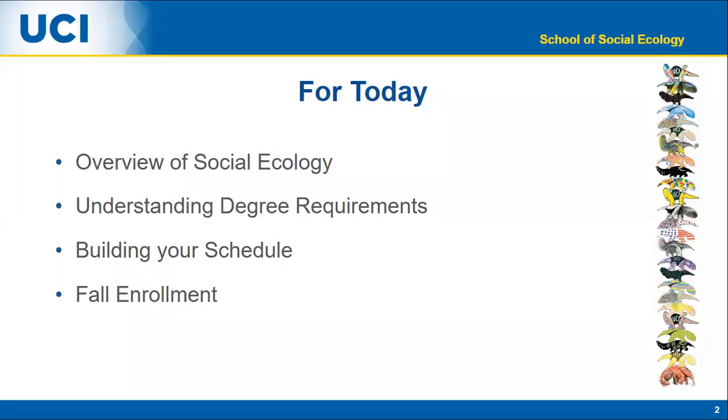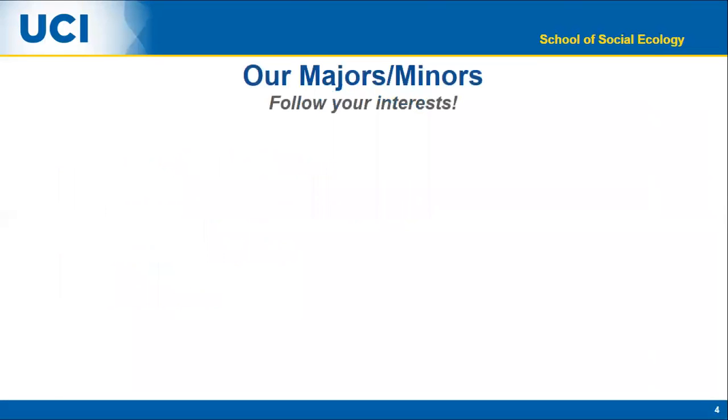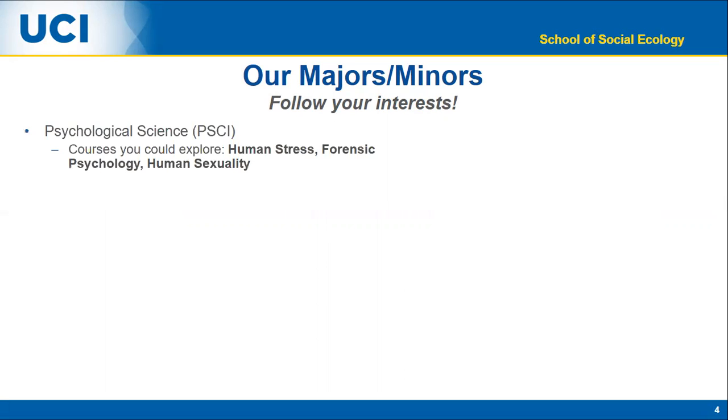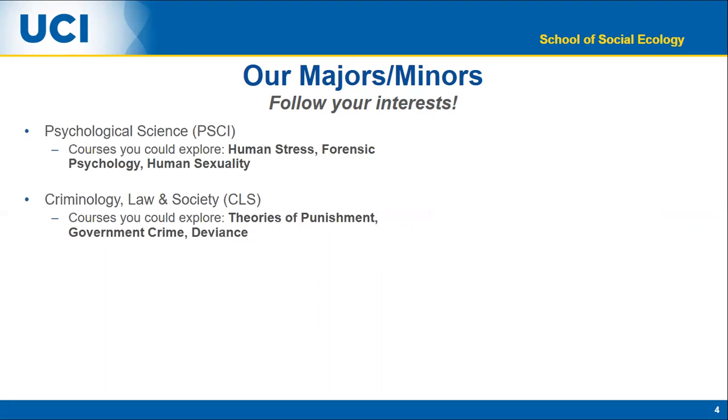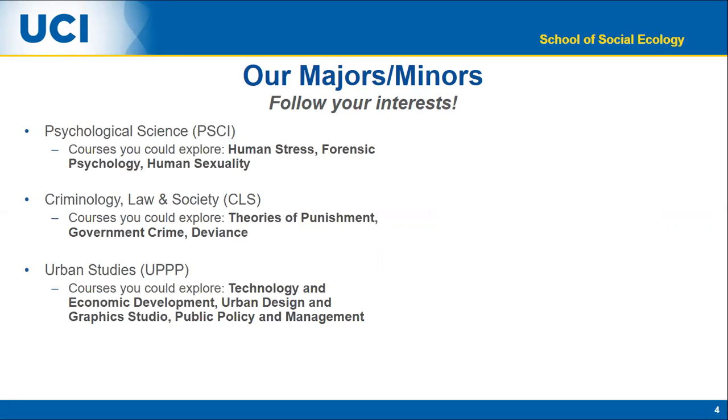Today we're going to go over the School of Social Ecology, a little bit about your degree requirements, give you an idea of how to build a fall schedule, and then give you instructions on how to enroll for classes in the fall. So some of the majors and minors that we have in the School of Social Ecology are listed below. We have psychological science, criminology, law and society, urban studies, and social ecology.